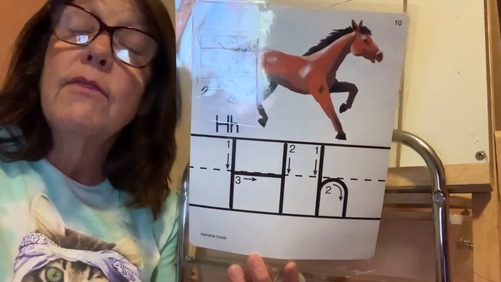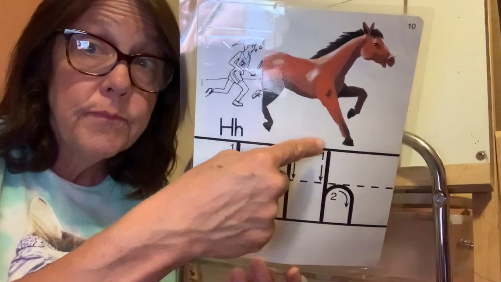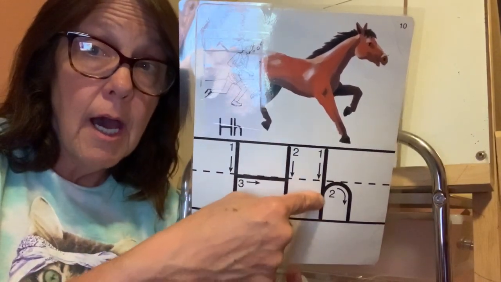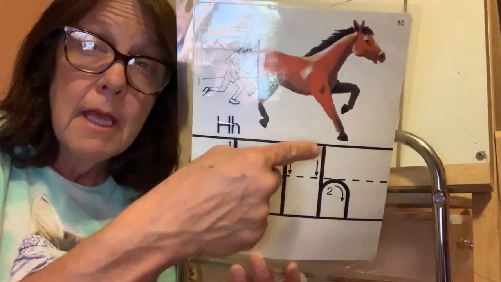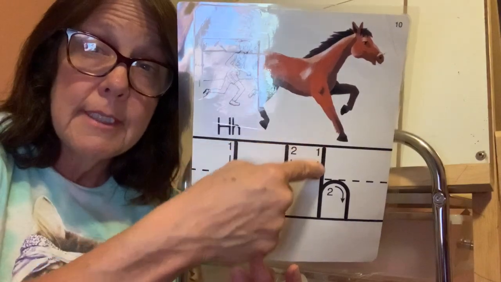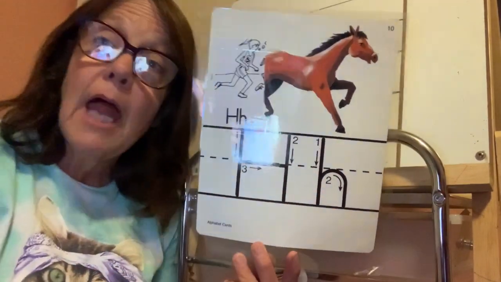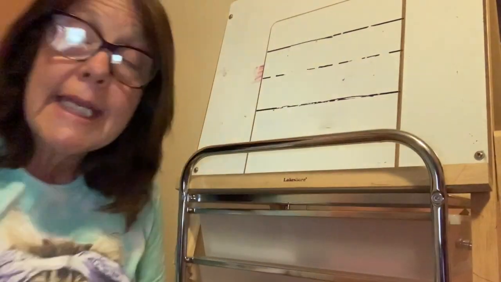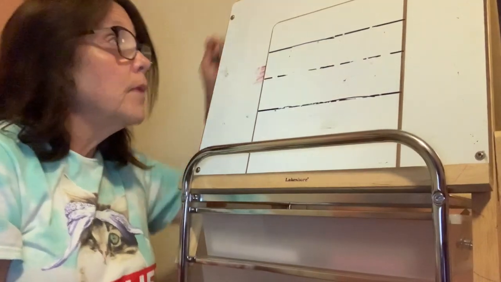Now let's try the lowercase h. Start at the top line as well. Top, down, up, and hump. Say it with me. Top, down, up, and hump. Now let's try writing it on the board.